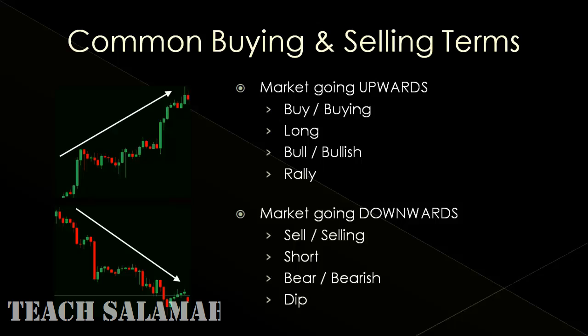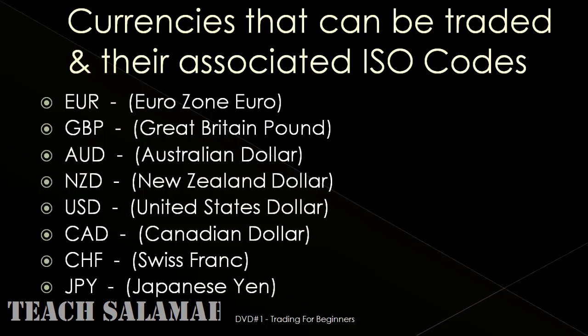Let's now move on and look at some of the currencies that can be traded, and their associated ISO codes. Now, ISO codes are issued by an organization. ISO stands for International Organization for Standardization. Every country has a currency, and every currency is issued with a 3-letter ISO code. As traders, we use these ISO codes frequently. So here are the 8 most traded currencies and their corresponding ISO codes.